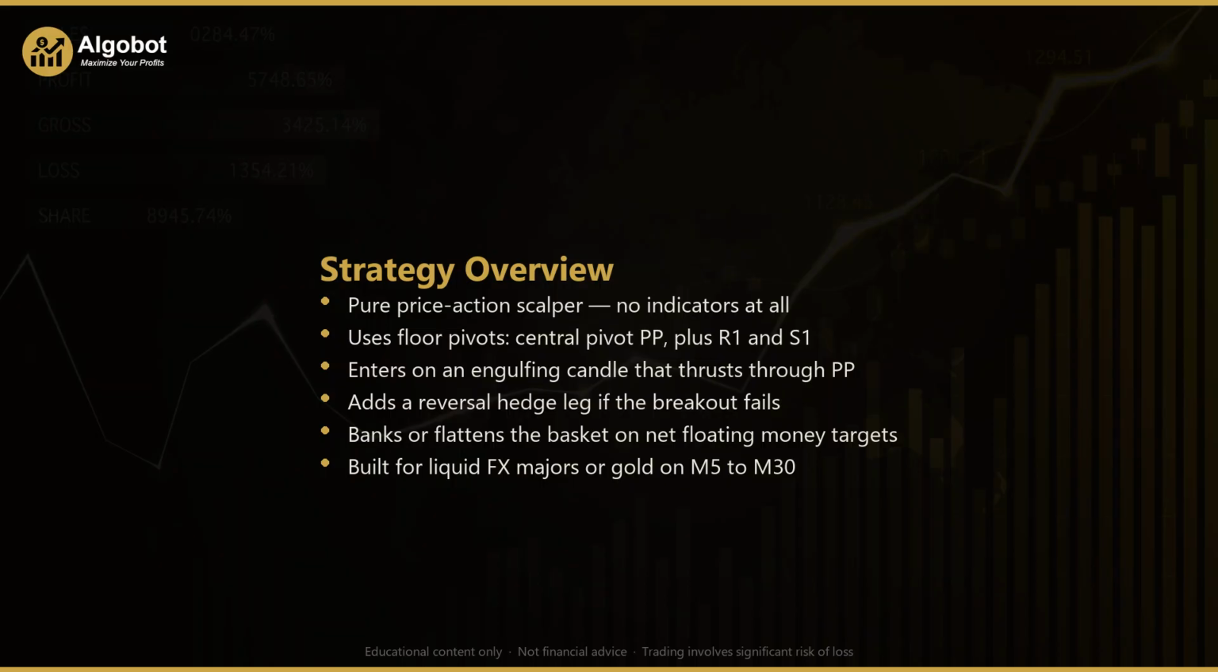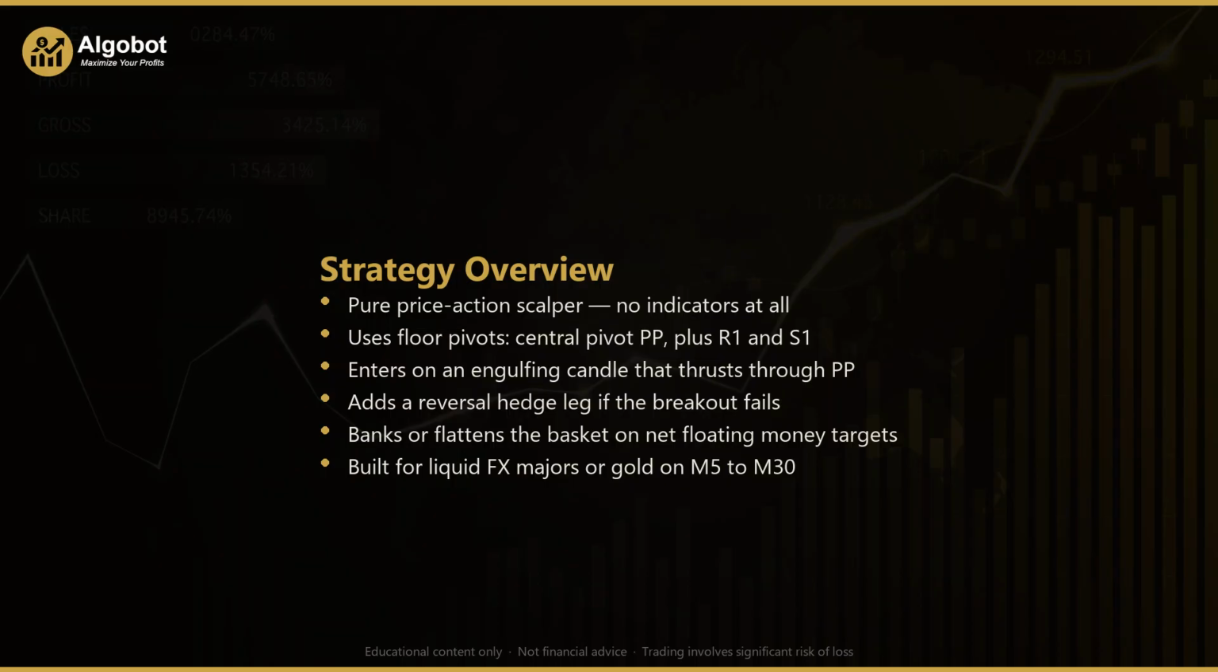The core idea here is that the first clean push through that central line often carries on toward the next pivot. So the strategy waits for an engulfing candle, a bar whose body completely swallows the body of the candle before it, and it wants that engulfing bar to close decisively on the far side of the central pivot. That combination, an engulfing pattern plus a clean break of the pivot, is what the strategy treats as a genuine thrust rather than random noise.